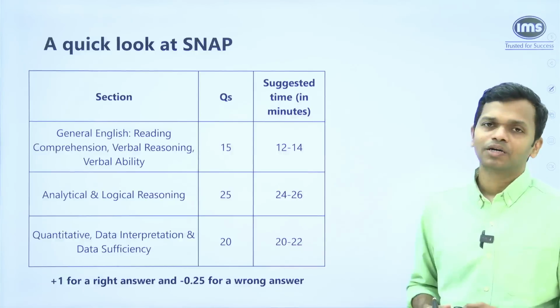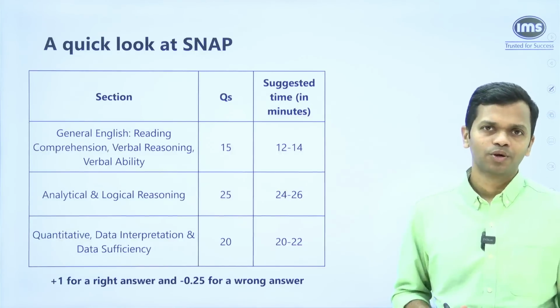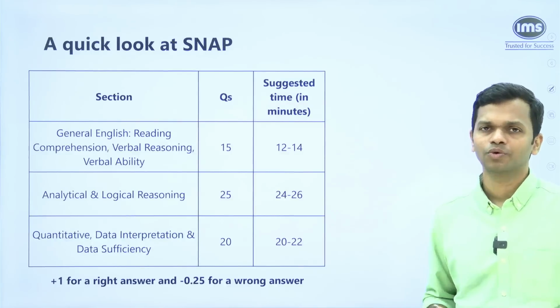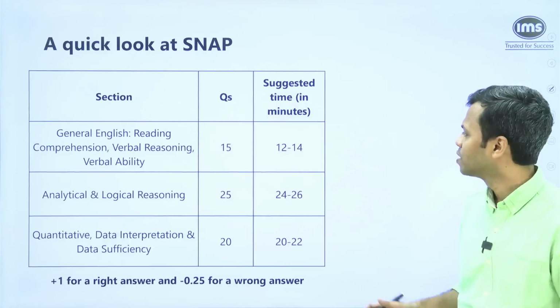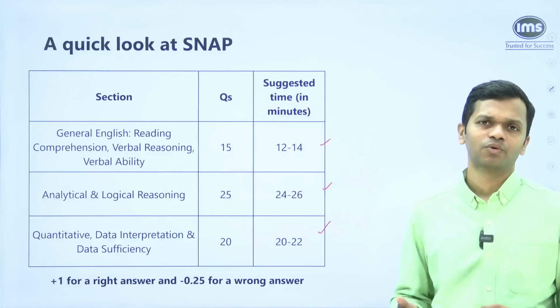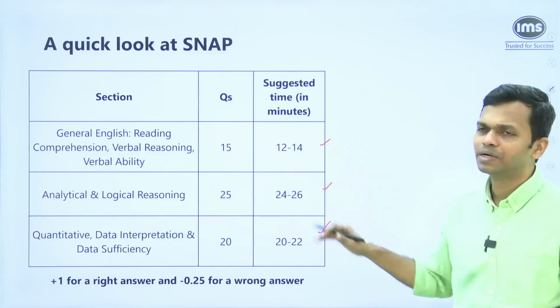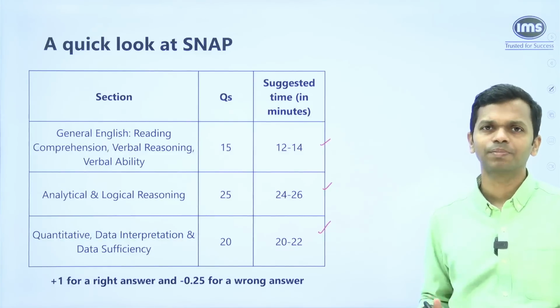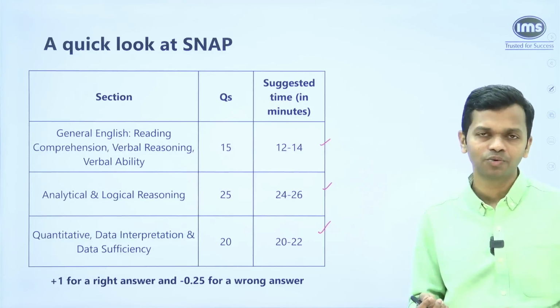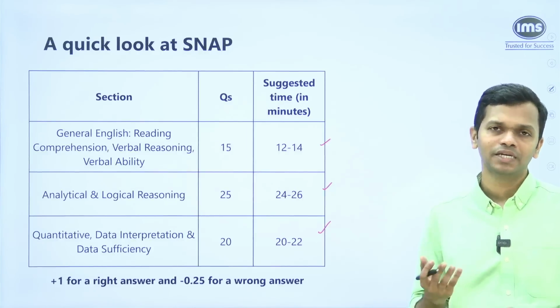When you look at the marking scheme, it is +1 and -0.25, so there's a 1/4 negative. So for every question that you get wrong, you're going to get a penalty in this case. Now we have given a suggested time. Of course, this will vary from student to student, but there is a recommendation that we have given that you should not be spending more than this, because then the return that you get for every minute that you invest in that particular section isn't great.